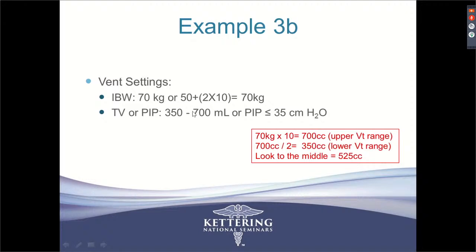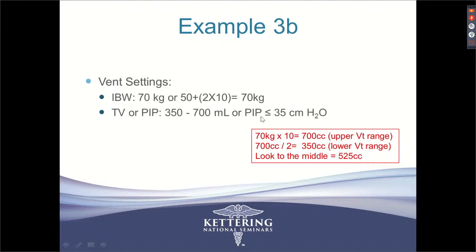Okay, that's my upper range tidal volume here. I'm going to take that 700 and cut it in half. That's going to give me 350 cc's. All right, that's going to be my lower tidal volume range. So there's my tidal volume range, 350 to 700. And I'll look towards the middle, which would be right around 525 cc. So around 500 cc would be in the middle of it, okay?